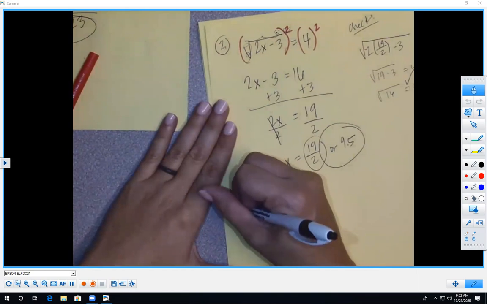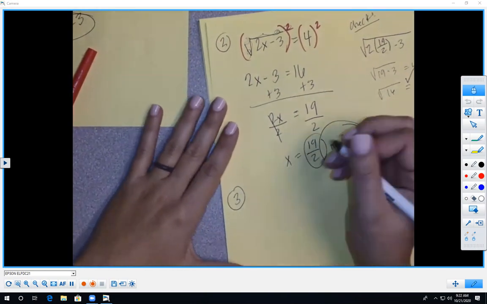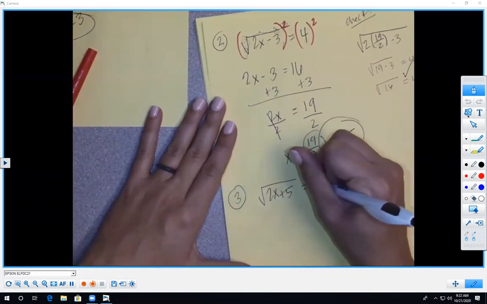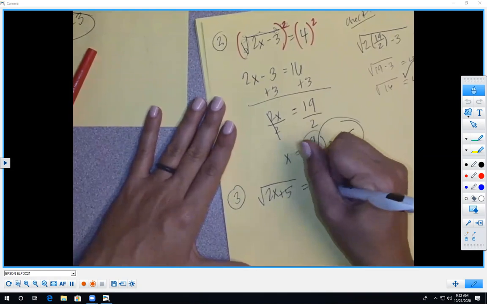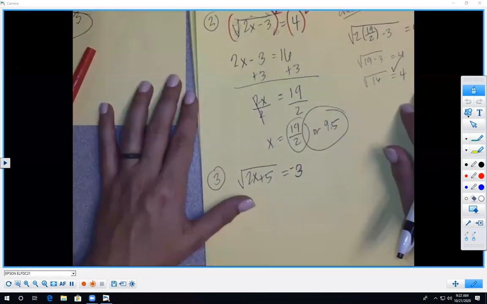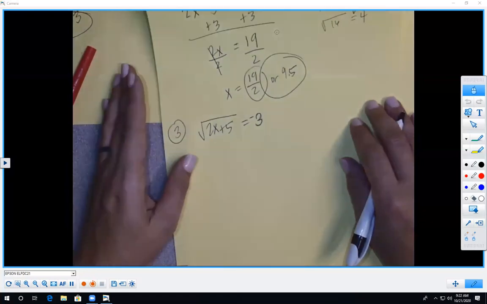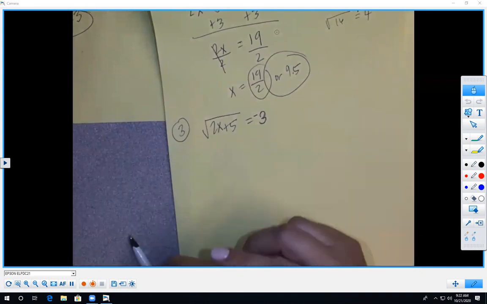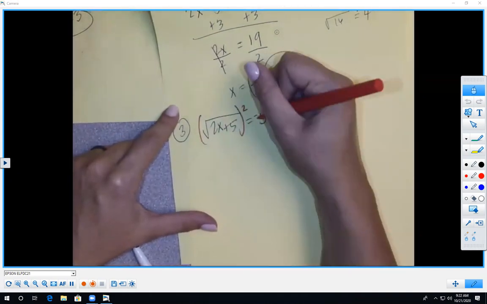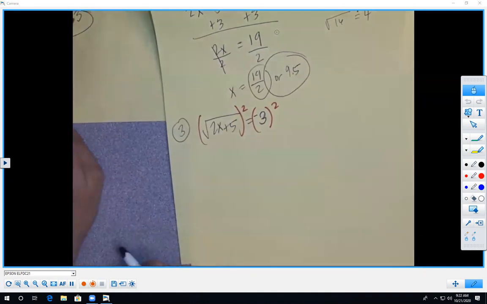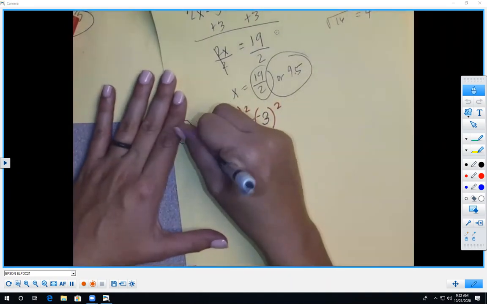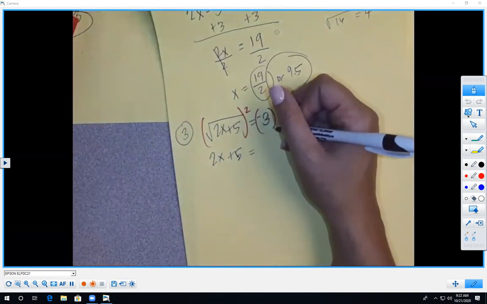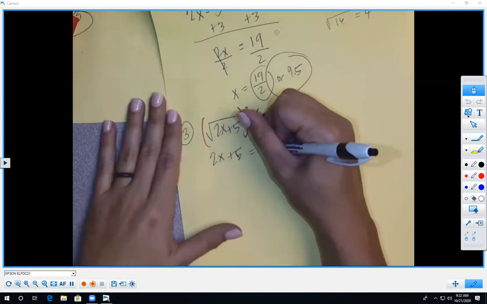Let me show you the one where the answer doesn't work. Okay, so what if I had the square root of 2x plus 5 equals negative 3? In this case, get rid of the square root. So I'm going to square both sides. So I get 2x plus 5 equals negative 3 squared. What's negative 3 times negative 3? Positive 9.